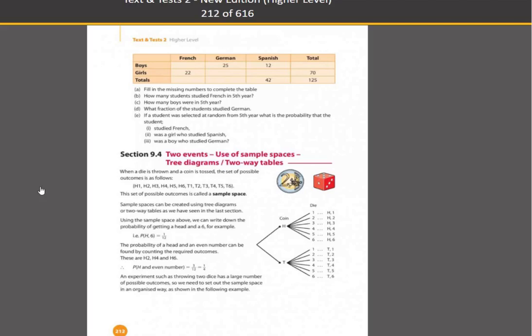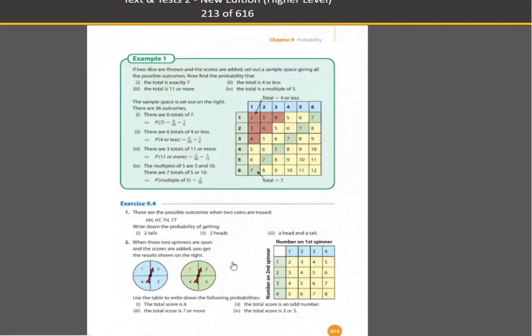Okay, so on to our next section here, where we're looking at 2 events happening at the same time. We've kind of looked at that at the very start, using our sample space or our two-way table or tree diagrams to help us out. So if we just have a look at the example that's in our book here, we'll go through and do question 2 with you on this.